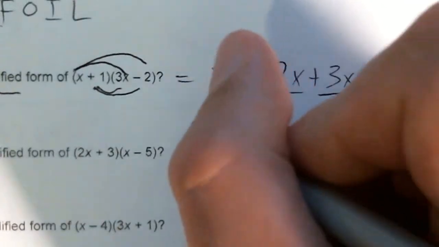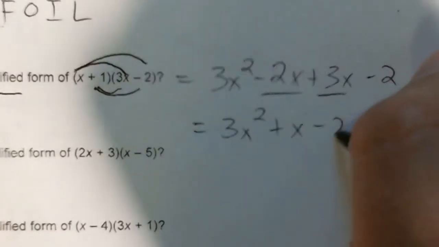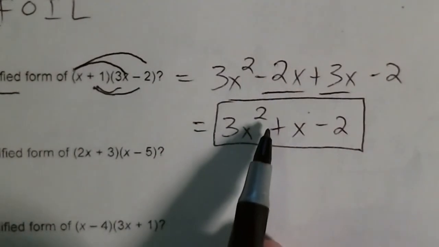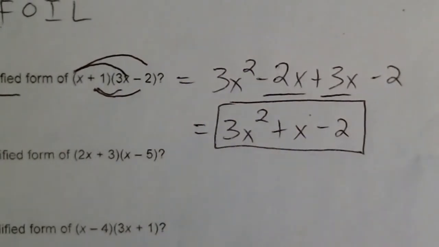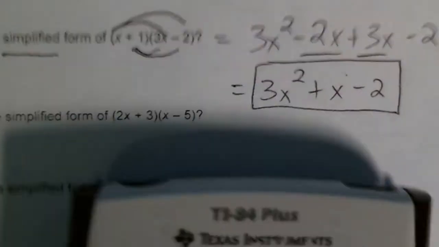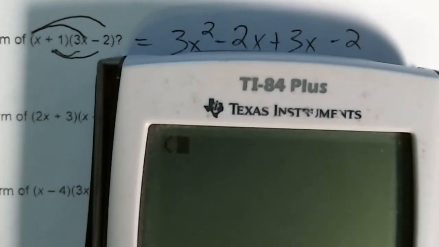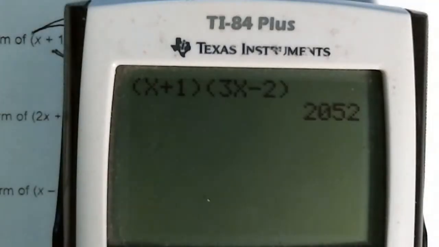-2x plus 3x is 1x. So I have a positive x in the middle. Always write it in standard form with your highest exponent first. That would be a quadratic trinomial. Okay, can I check that? Can I check foiling? You betcha, every time. X plus 1, parentheses, 3x minus 2. Type it in exactly the way you see it. Okay, 3x squared plus x minus 2.